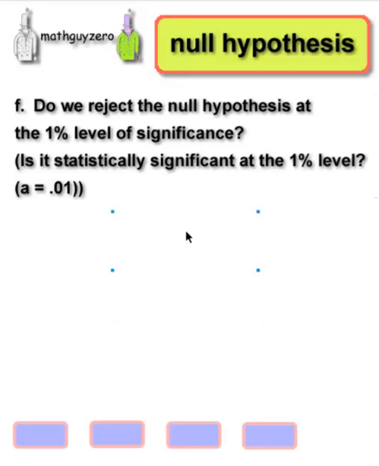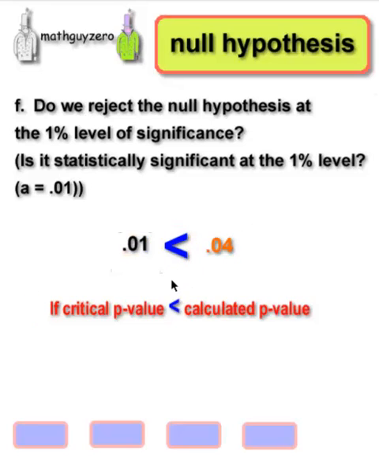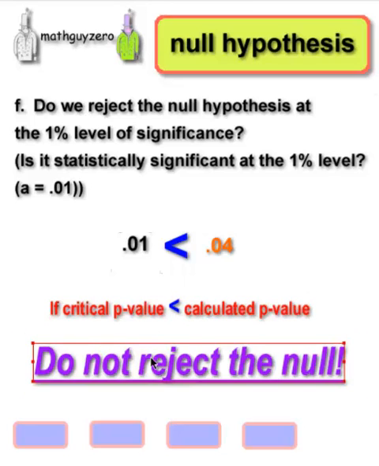Let's check the 1% significance level. Now the critical value is much smaller than the calculated value. So when that's the case, you do not have strong enough evidence to reject the null. So you cannot reject the null in this case.